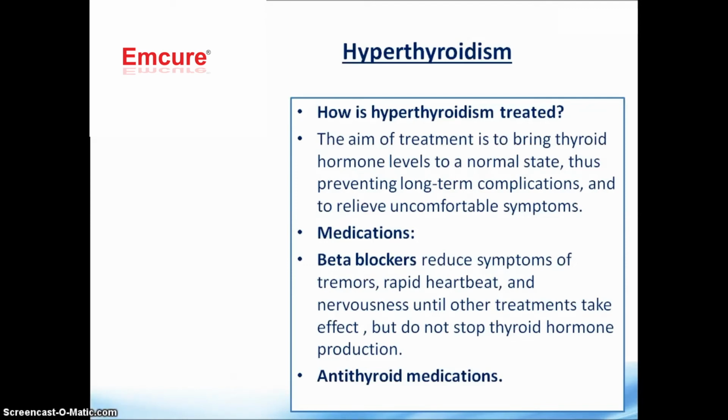So medications which reduce the symptoms of tremor, rapid heartbeat, nervousness, anxiety are the beta blockers, but the only thing is that they don't affect the thyroid hormone production. So we need simultaneously anti-thyroid medications also. So beta blockers along with anti-thyroid medications are used to treat hyperthyroidism.